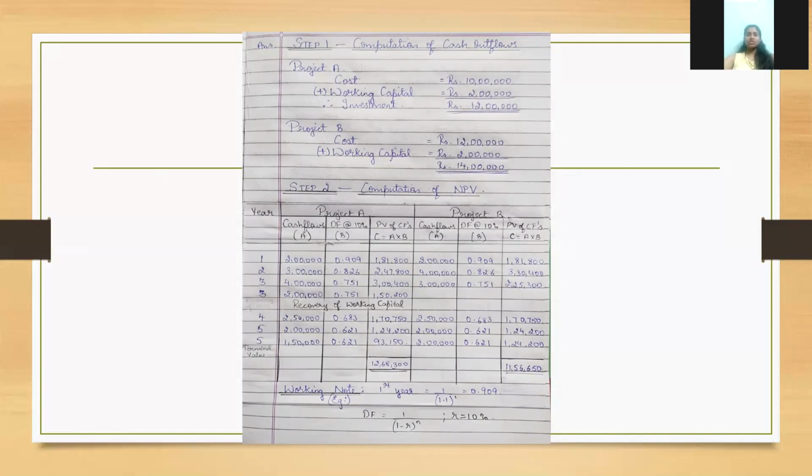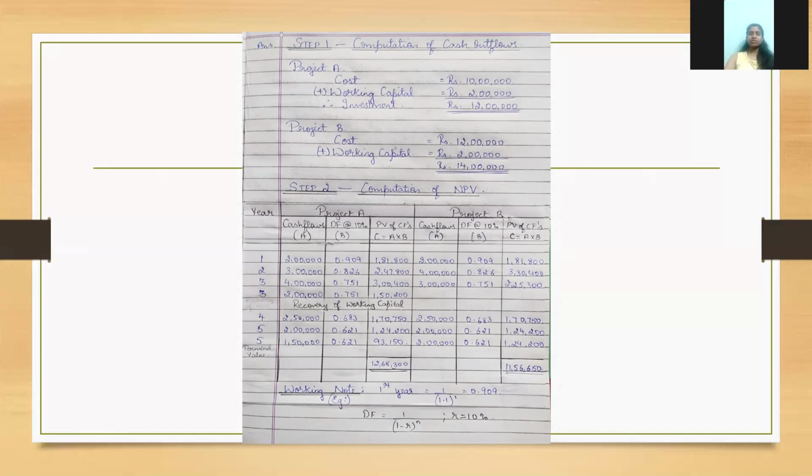Let us solve the problem. Step one is the computation of cash outflows. For Project A, first take the cost, that is 10 lakhs, and add the working capital, that is 2 lakhs, and the sum of the investment comes to rupees 12 lakhs. Similarly, for Project B, the cost is 12 lakhs and if we add working capital of 2 lakhs, the investment sums up to 14 lakhs. So now let us compute the NPV for Project A and Project B separately.